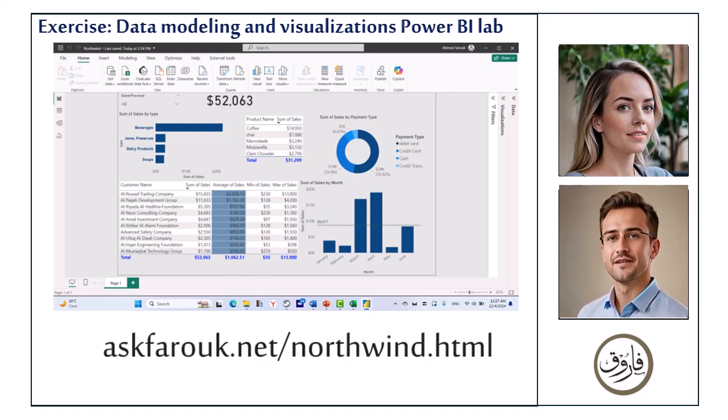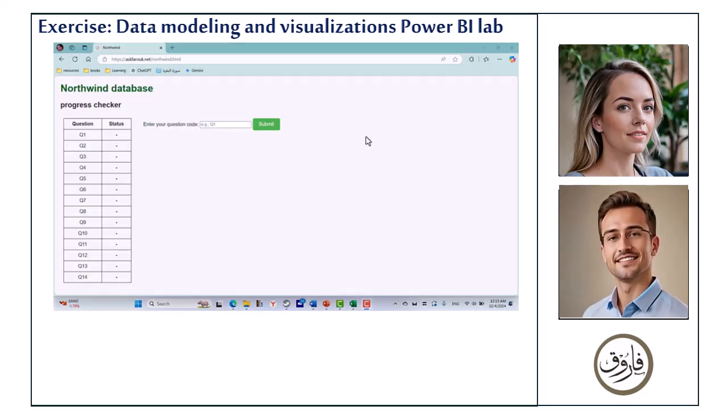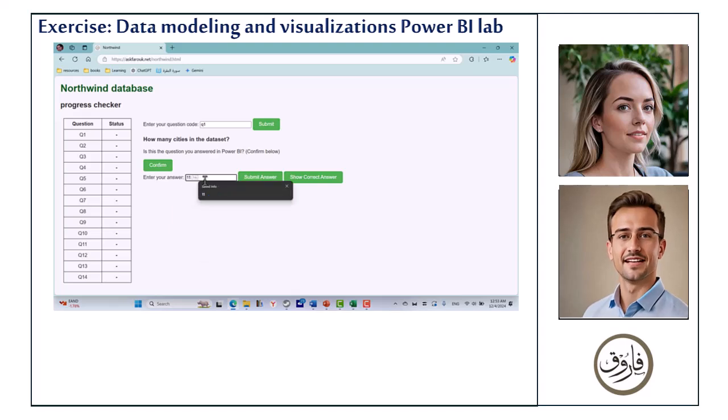For Level 2, if you'd like to try it yourself, check the URL in the description. You'll find 14 questions related to the data set. You can check your answers directly on the website, and there's a button to reveal the answers if needed.